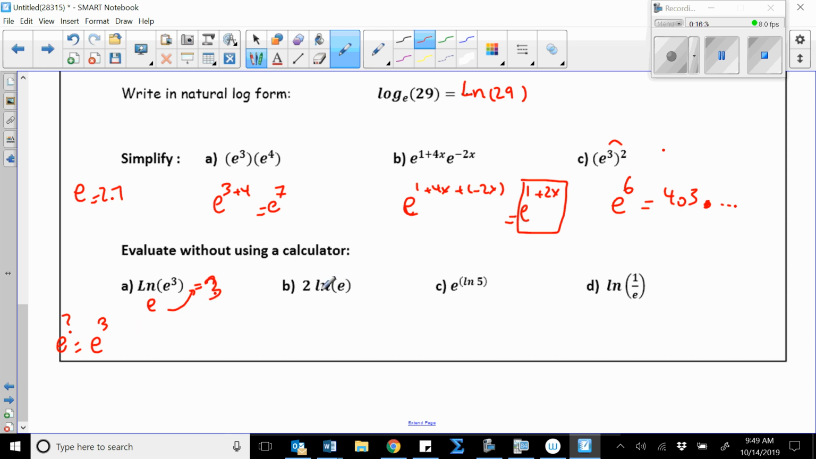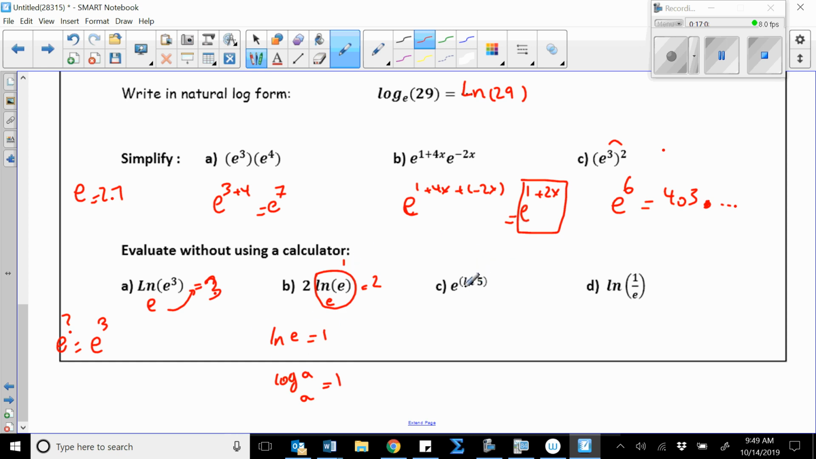In this case, we have 2 times ln of e. We know that ln of e has the base e, so e to the power of what number is e? It's 1. So I know that this part is 1. Now I have 2 times 1, which is equal to 2. Once again, natural log of e is equal to 1, and natural log of any number with the same base is equal to 1. So we're using this property here.